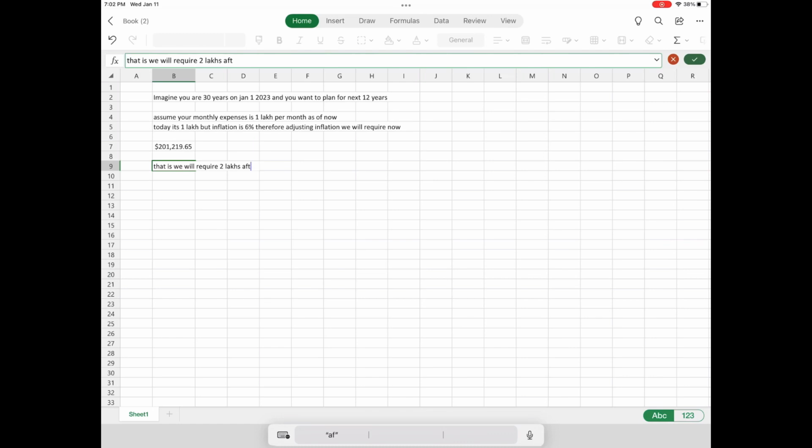So today you're 30 years old. By the time you're 40 years old, that is another 10 years, you would be requiring close to 2 lakhs. So on an average, 1 plus 2 divided by 2, that means you are going to spend 1.5 lakhs, which is what you have to save for. So assume that today you want 1.5 lakhs per month.